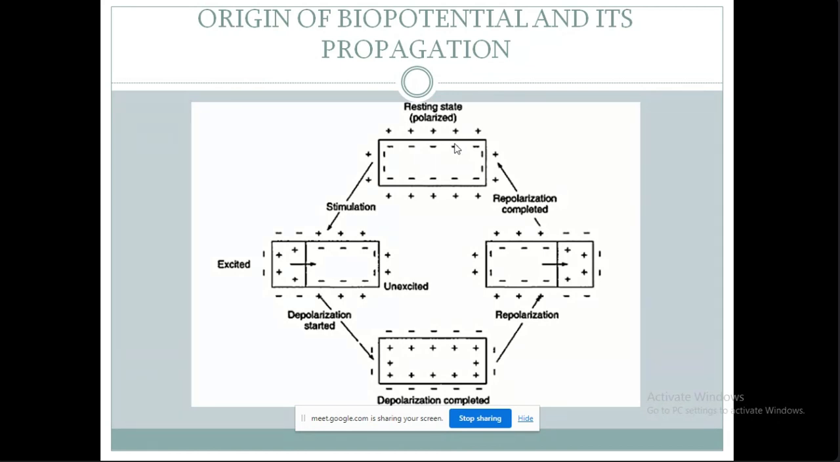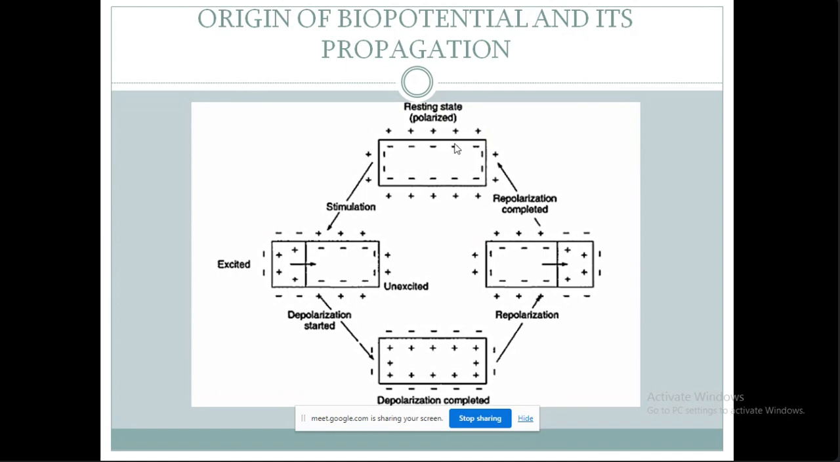When the cell is in the resting state, it has a negative charge along the inner surface and a positive charge along the outer surface, so this membrane potential is called the resting potential of the cell. It is maintained until some kind of disturbance upsets the equilibrium. A cell which is in the resting state is called the polarized state. Next, depolarization and repolarization of the same cell.